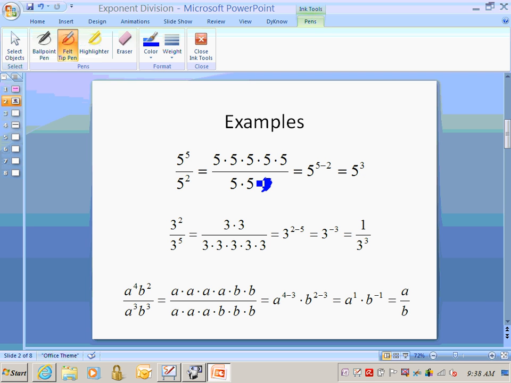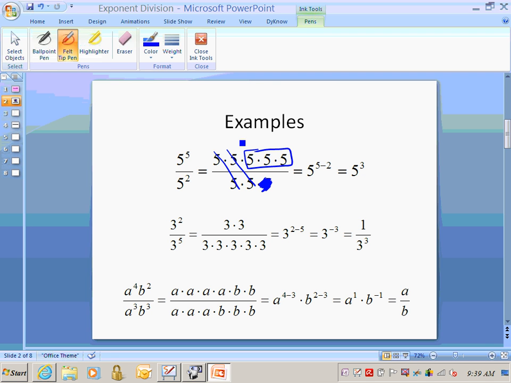Five is my base, right? Now, what is any number over itself? Like 5 over 5, what is that? 1. So really, if I'm multiplying up here and I have 5 over 5, that's really what? 1. So really, those are both 1, right? So I'm actually left with 5 cubed on the top.